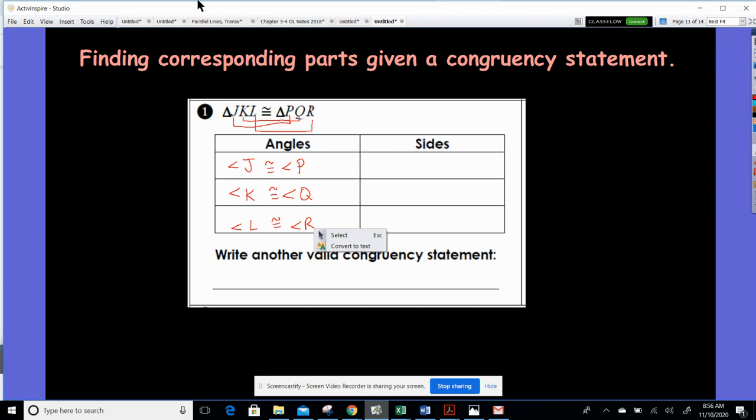Not only can you look at just the angles, you can look at the sides as well. I'm going to erase these markings real quick, and let's look at the sides. With sides, we know that we use two letters. So if we were looking at the side between angle J and angle K, that would be side JK. So side JK corresponds with P and Q. So we can say that JK is congruent to PQ.